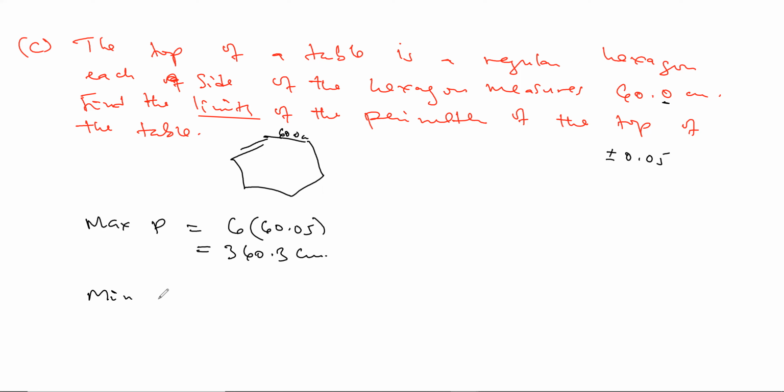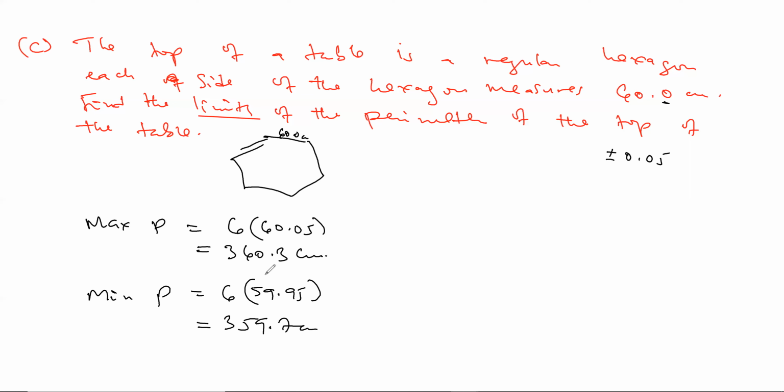Minimum perimeter. Minimum perimeter should be 6 into the minimum value of this. If you want to get the minimum, you say 60.0 minus the absolute error, and that should give you the answer 59.95. With zeros like this, people struggle a lot to get the absolute error, so you should not mess up on that. And this gives you the answer 359.7.